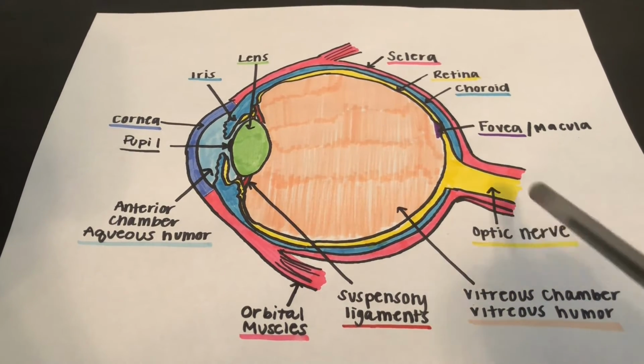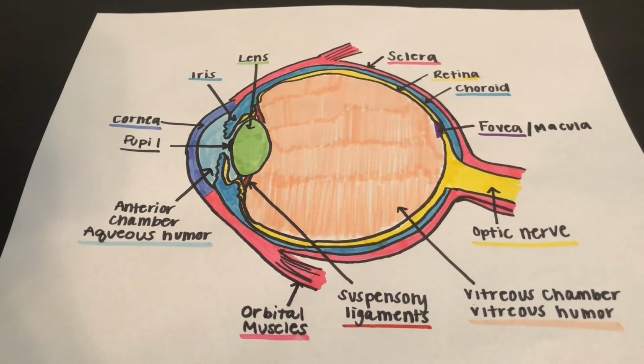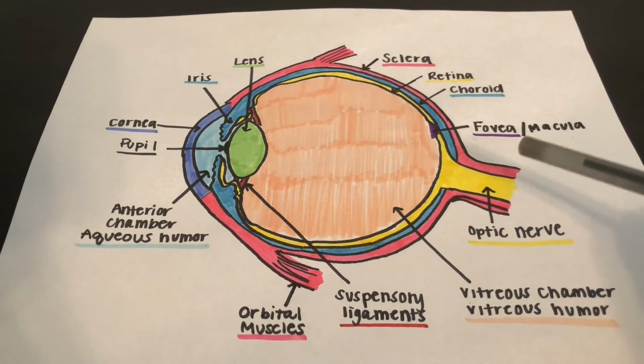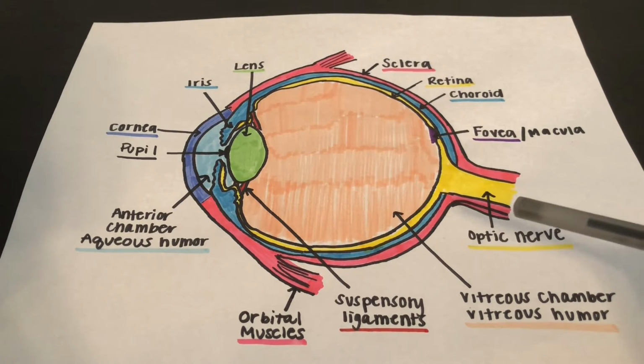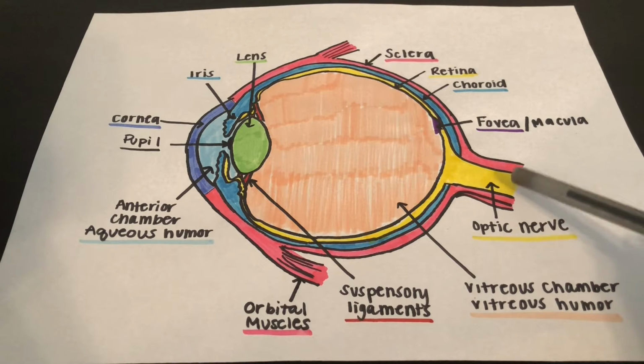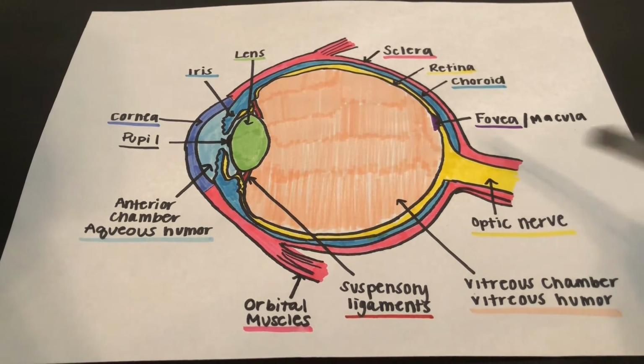Next, I have the optic nerve, which is this yellow portion in the back. The optic nerve helps us focus light through the retina. It also sends the chemical information from the eye to the brain and central nervous system, which helps us to see. So this is a very important structure, and we'll get into this structure a little bit more moving forward.